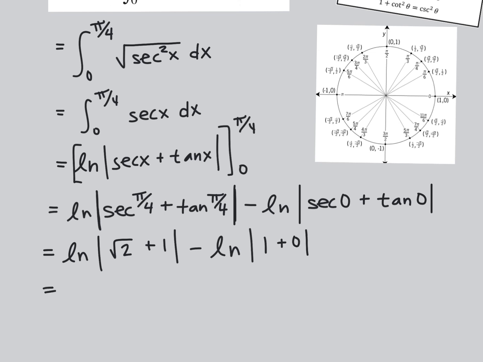All right, this looks like we're going to need a calculator. We no longer need the absolute value, technically, because this is a positive number. So the natural log of root 2 plus 1 is approximately 0.881. And then minus the natural log of 1. The natural log of 1 is just 0. So this is approximately 0.88.